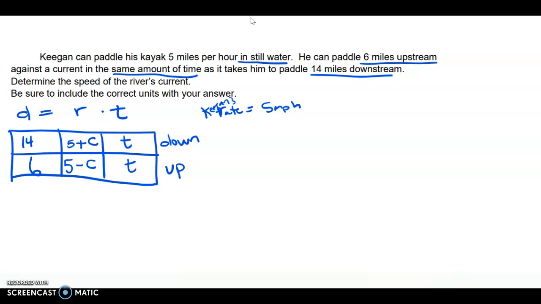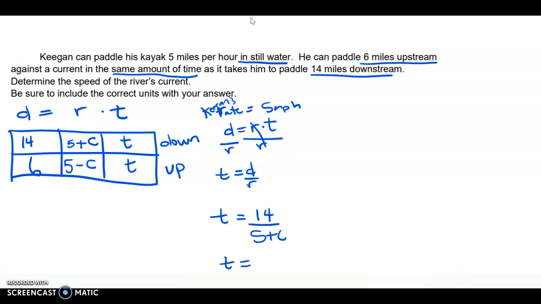Okay, so we've got our table filled out. I notice the T is isolated, so I'm going to write distance equals rate times time, but isolate the T. If we divide both sides by R, we end up with T equals D over R. I'm going to use this to write out each line of the table. On the top line for downstream, I'll have T equals distance, which is 14, over 5 plus C. For upstream, I'll have T equals 6 over 5 minus C.